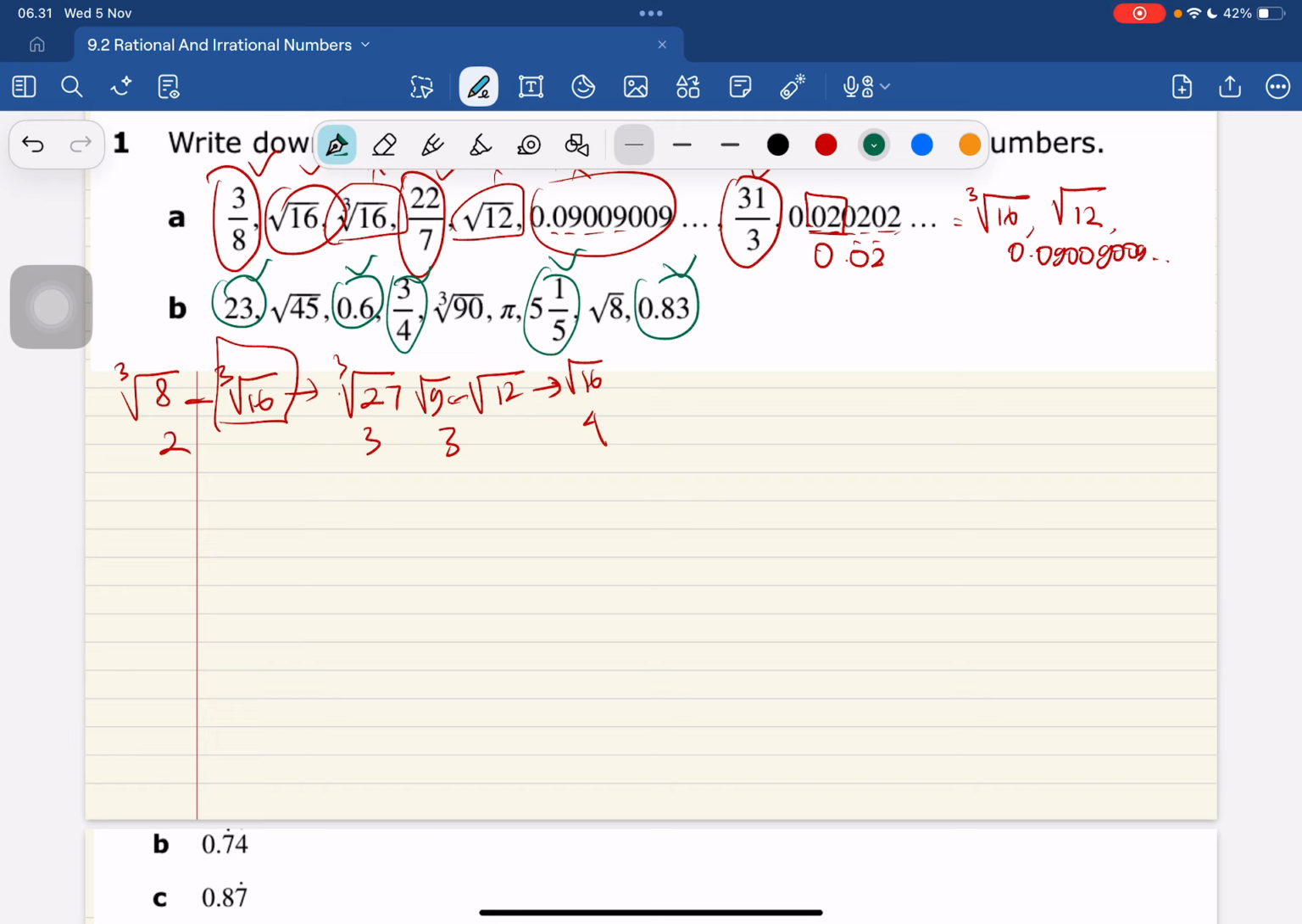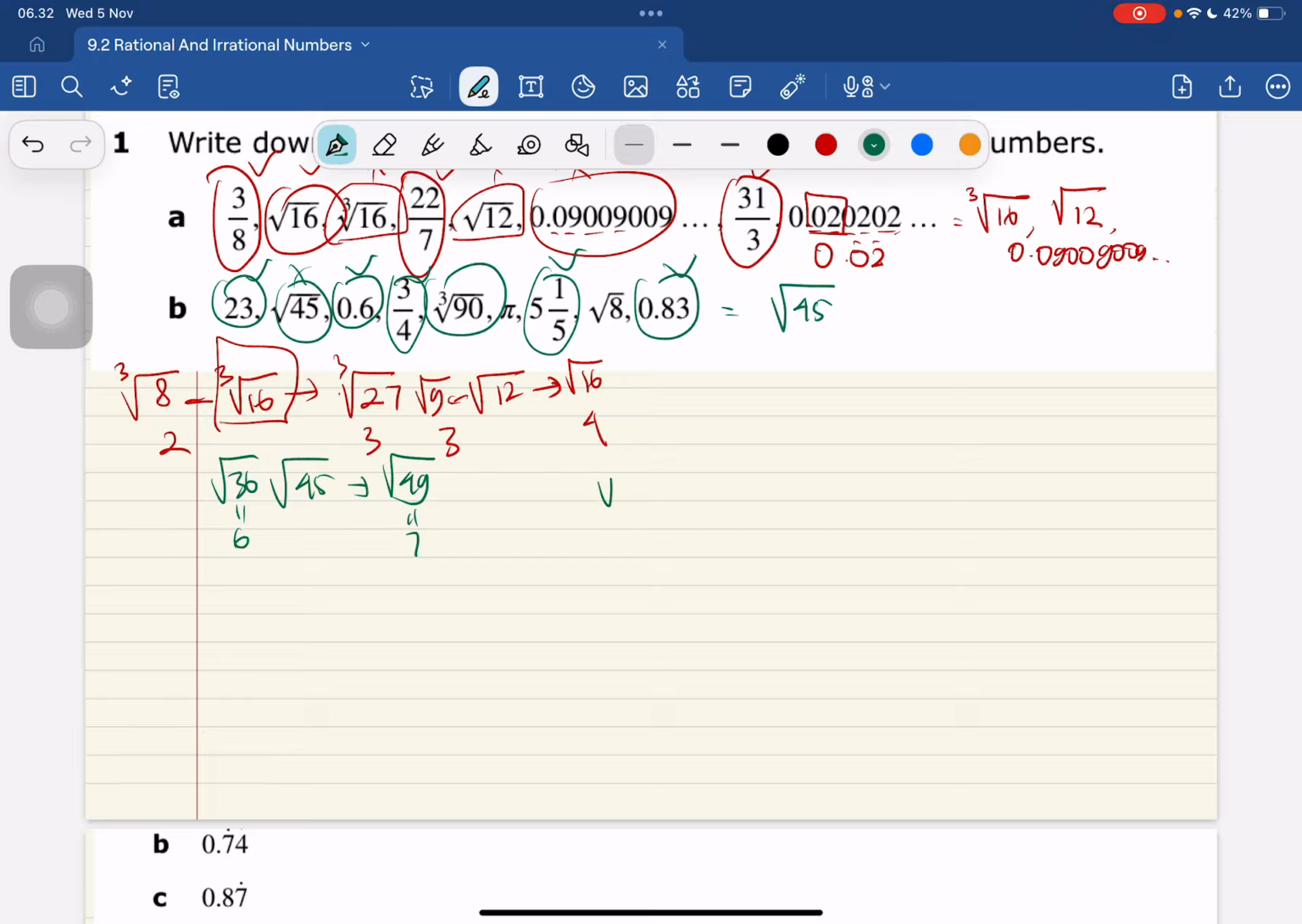So look at here, square root of 45. This is between 49 and 36, which is 6 and 7. So this is irrational. We can write it: square root of 45 is irrational.